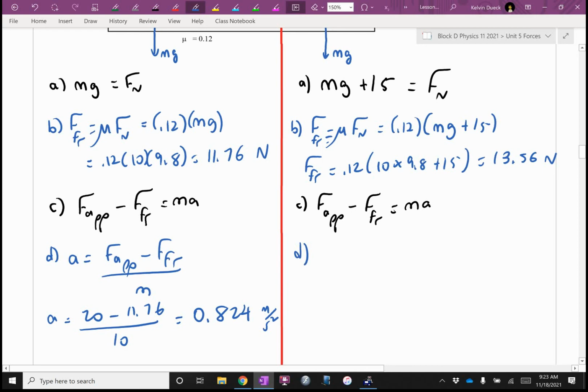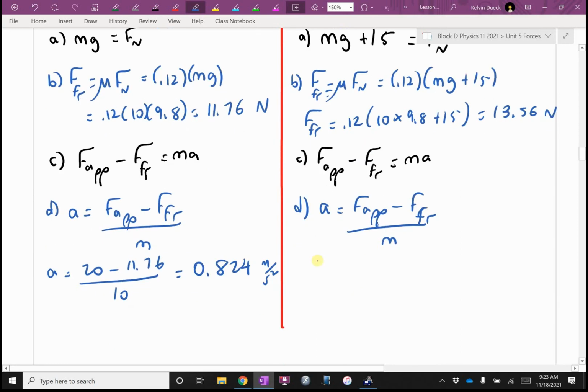Oh, you know what? Same equation, isn't it? F applied minus friction all over m. F applied was still 20, but now friction was 13.56 divided by 10. Make up for it, get this one right carefully. 20 take away 13 is 7. Take away 0.5 is 6.5. 6.44. 0.644. And I carried the one correctly this time, didn't I? Wow.